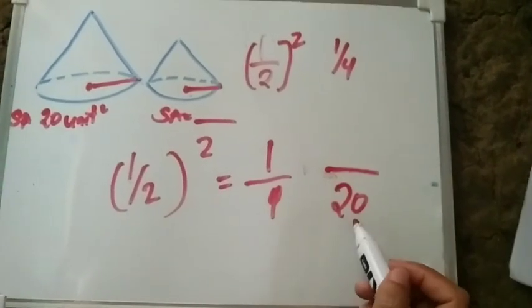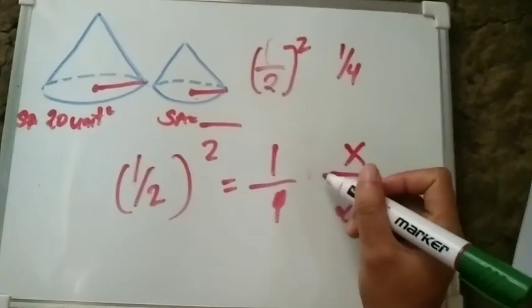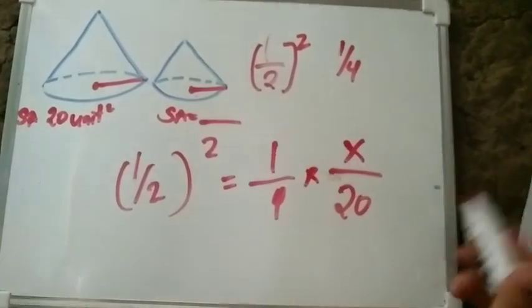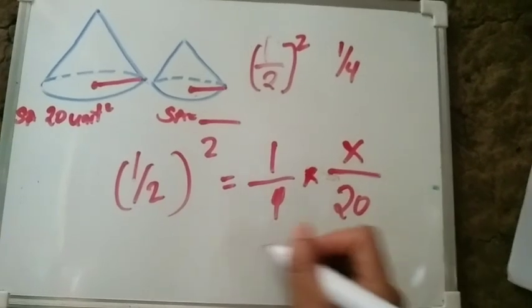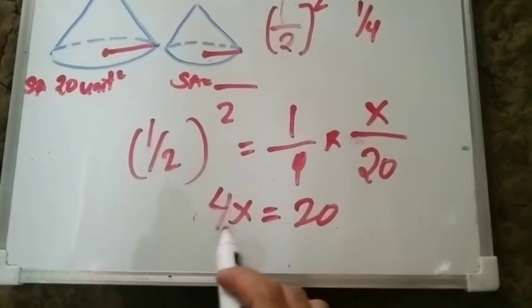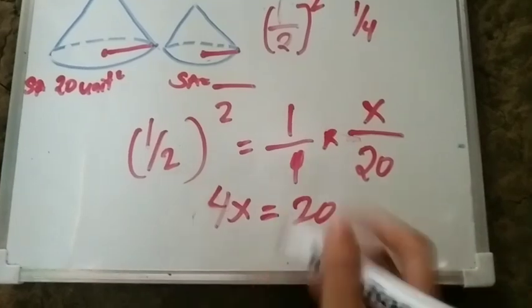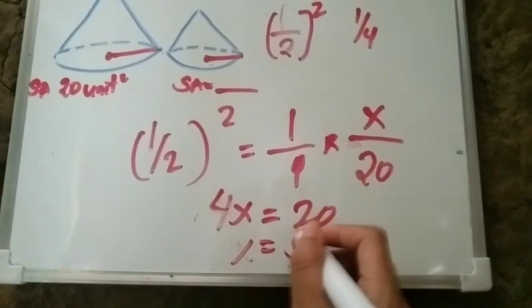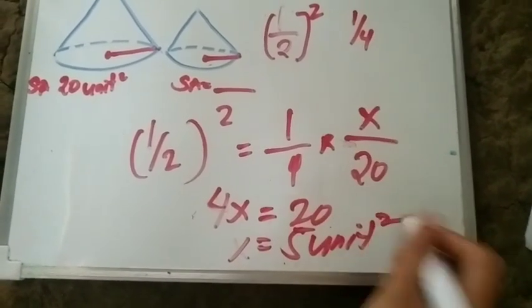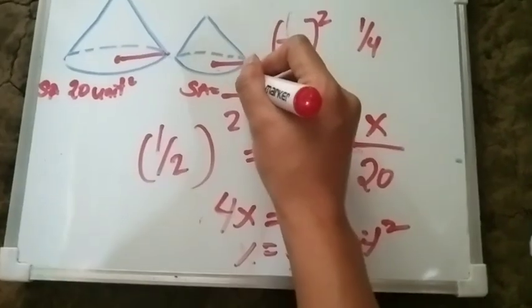For the larger one, the surface area is 20, and we will find the x. So we will just cross multiply. By cross multiplying, we get 4x is equal to 20, and we divide both sides by 4, so we came up with x is equal to 5 units squared. So that is our surface area for the smaller one.